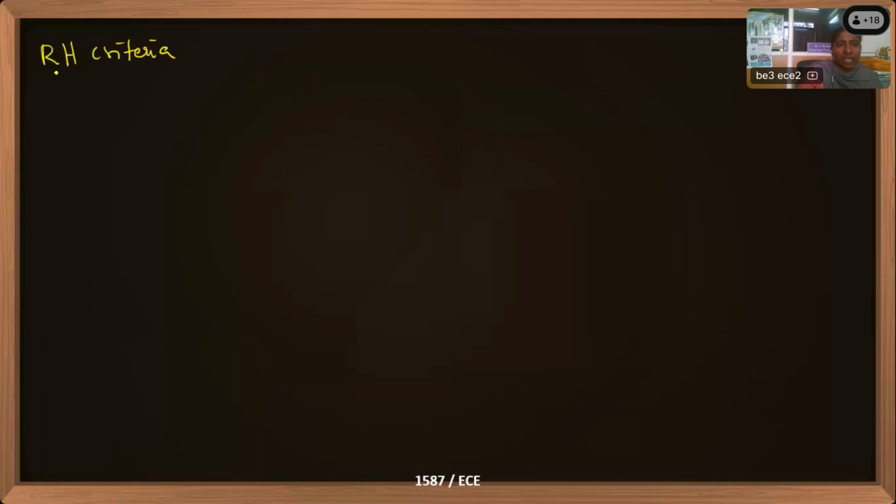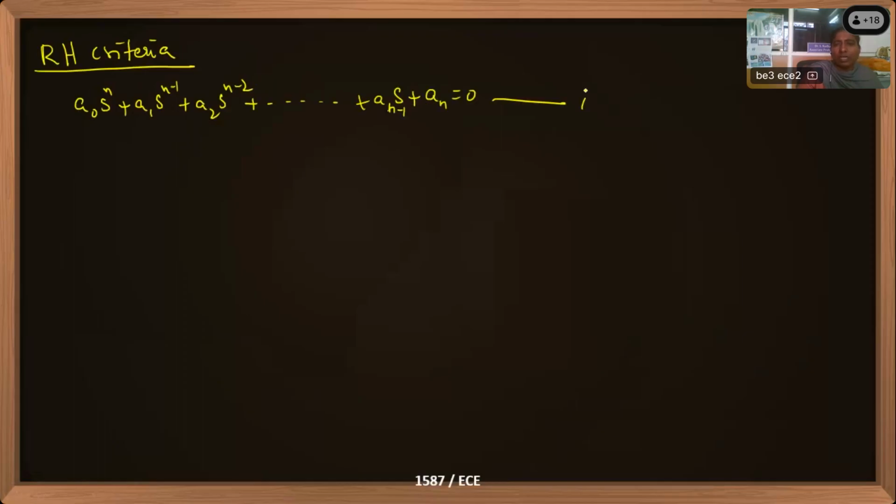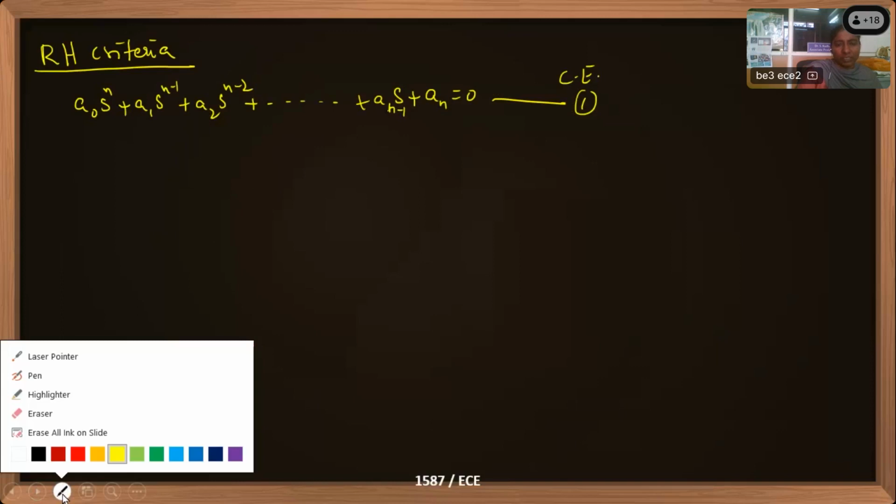RH criteria, we have the characteristic equation: a naught s power n, a1 s power n minus 1, a2 s power n minus 2, and so on, a n minus 1 s plus a n equal to 0. This is called the characteristic equation. The necessary condition is that all the coefficients should be positive and no coefficient should be missing. That is a necessary condition only. Based on that we cannot decide whether it is stable or unstable.